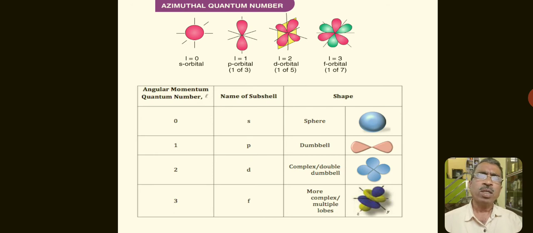Here I have shown the azimuthal quantum numbers. If the azimuthal quantum number is 0, it means s subshell, and the s subshell is spherical in shape. The p subshell, l equal to 1, is dumbbell in shape. The d subshell, where l is equal to 2, is double dumbbell in shape. And l equal to 3 refers to f subshell, which has a more complicated or complex structure, or triple dumbbell in shape.